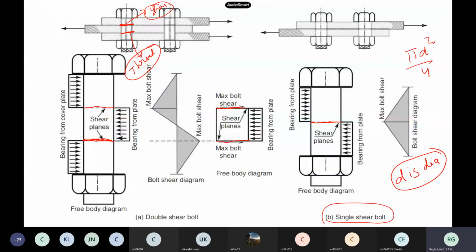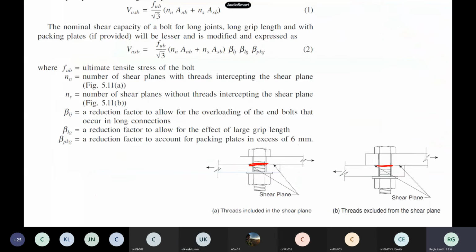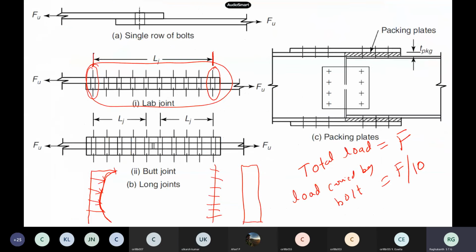So what happens? Bending moment and shear force, they are related, right? What's the relationship between bending moment and shear force? We have studied bending moment and shear force. What's the relation? Shear force is the slope of the bending moment diagram. Fantastic. So when the grip is large, bending will come.